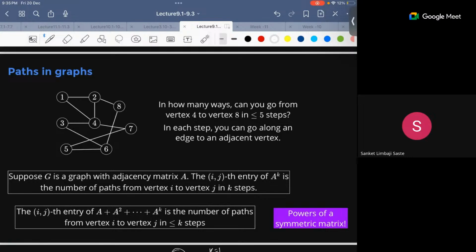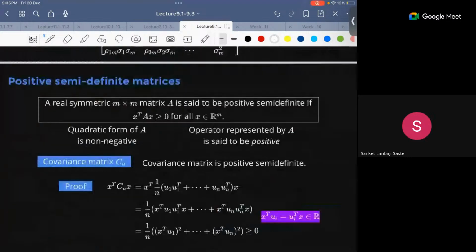Is it clear? Yes, sir. Okay. For each symmetric matrix, the energy concept has not been taught, but you should be knowing that each of the lambdas should be greater than or equal to 0. Some can be 0. Vivek, you are asking something.